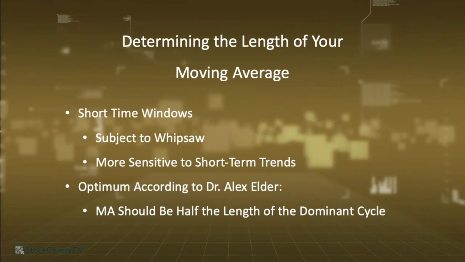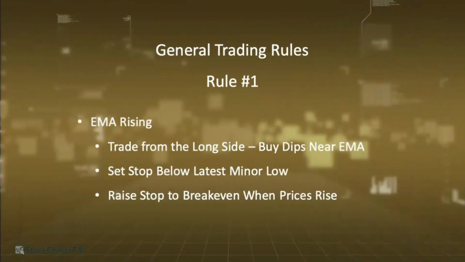Dr. Elder says to look at the length of the cycle that you want to put the most emphasis on, and then take half of that, and that determines what your moving average might look like. All right, so general trading rules that Dr. Elder uses. These are pretty straightforward, and obviously I think we all kind of use these and just tweak them.